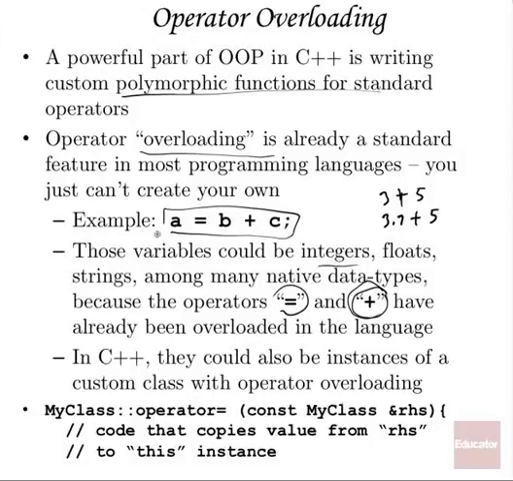So operators are already overloaded. The difference with C++ is, hey, we've just created an object. We want to be able to add them together because this is a mathematical object, and adding this mathematical object to this mathematical object makes sense.